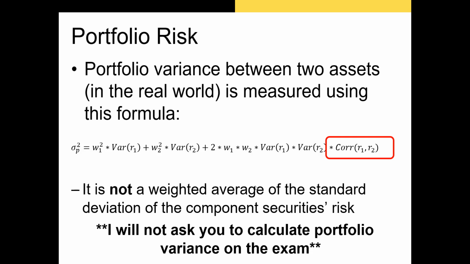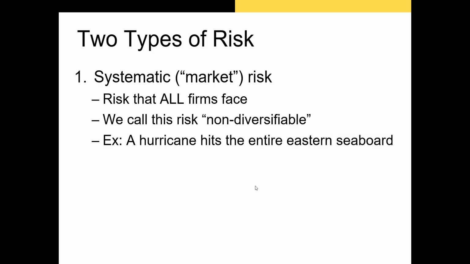Now, it's time to talk about the two types of risk a stock carries. Every stock on an exchange can have its risk decomposed into two different types of risk. The first is systematic or market risk. This is the risk that every firm, every stock, every asset faces in the economy. It's the risk that something happens that affects the entire economy, which would expose every stock to negative returns.